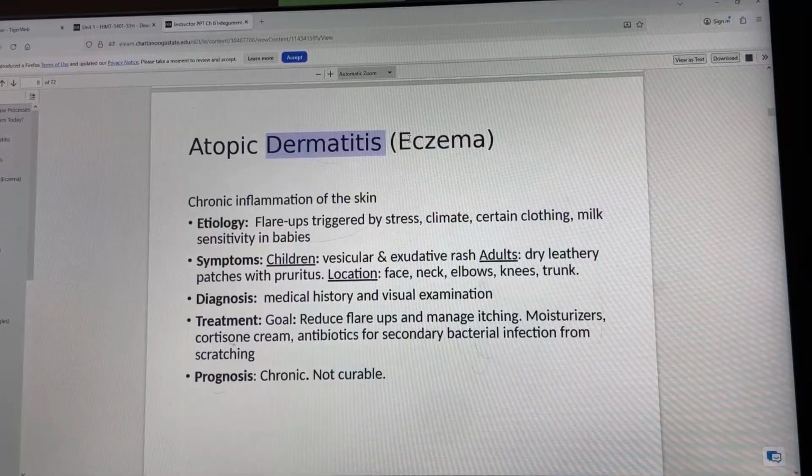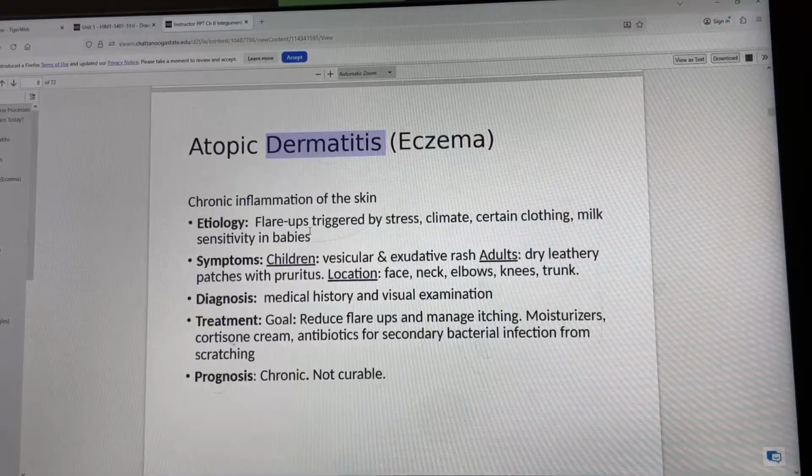better known as eczema, right? That's the more common name. Very common. This is also an inflammation of the skin, but rather than being acute, like poison ivy, it is chronic, right? This is just something that people have all the time, and it comes and goes, has different triggers and different things like that.